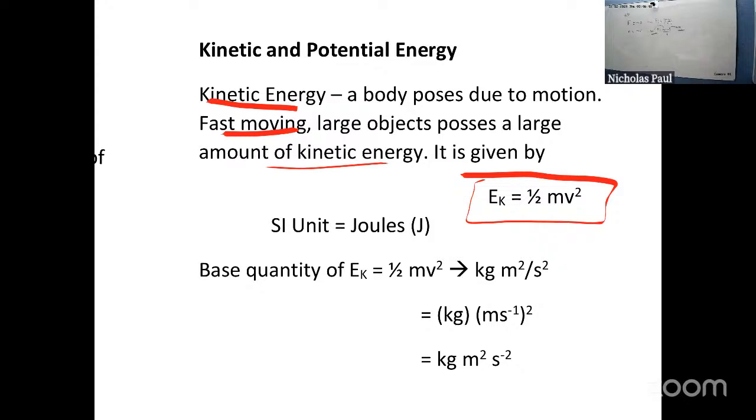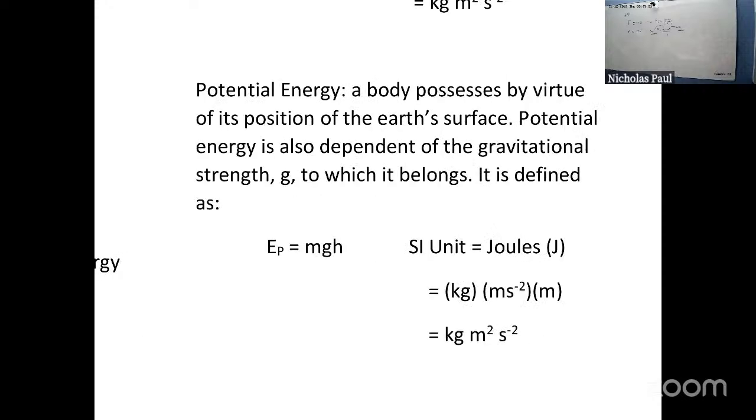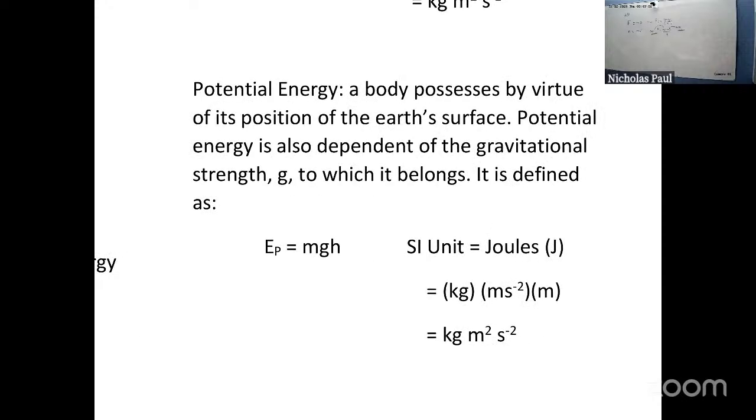So kinetic energy basically has to do with an object's motion, right? Half mv squared. And potential energy has to do with its position above the Earth's surface, right? The higher you go, the bigger your potential energy. Potential energy is the mass of the object times gravity times height, right?